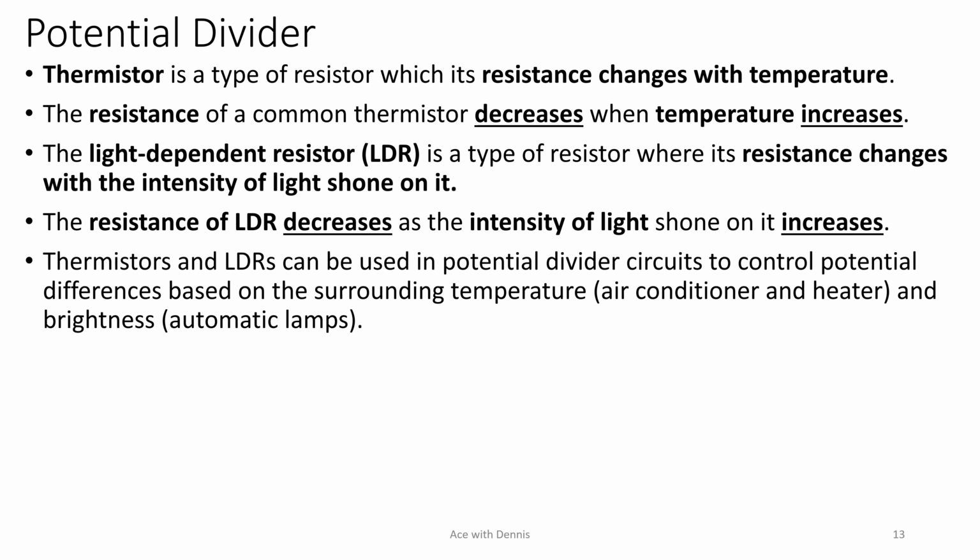Thermistors and LDRs can be used in potential divider circuits to control potential differences based on the surrounding temperature, for example, air conditioner and heater, and brightness, for example, automatic lamps. So this is the symbol for thermistor, and this is the symbol for the light-dependent resistor, LDR.